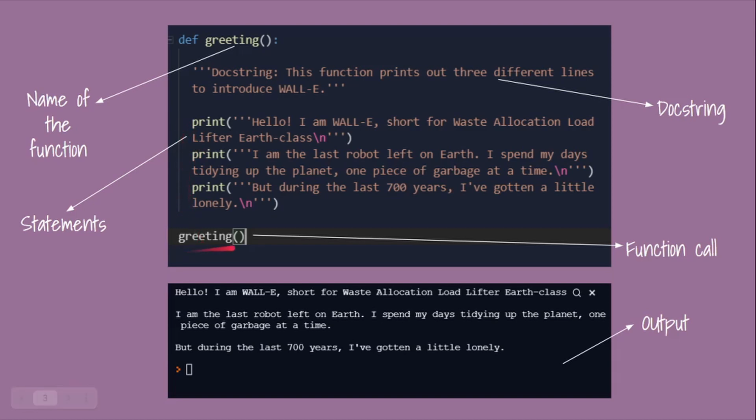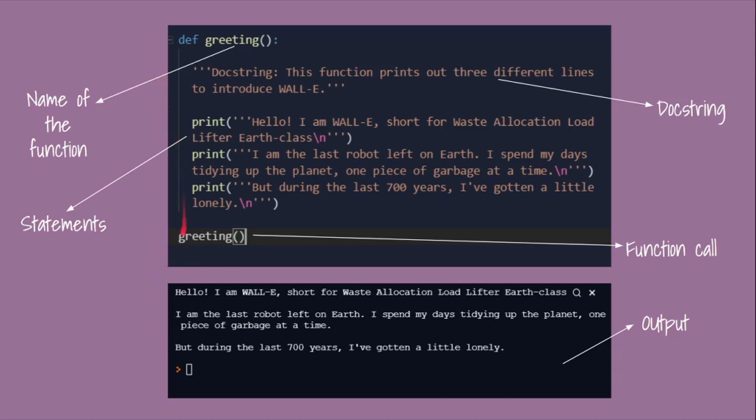And then here, this part is pretty important. This is the function call. So I just have the name of the function along with the parentheses again. And we'll talk more about why this is important in the next slide. But we have to remember to use this. And then here I have my output.